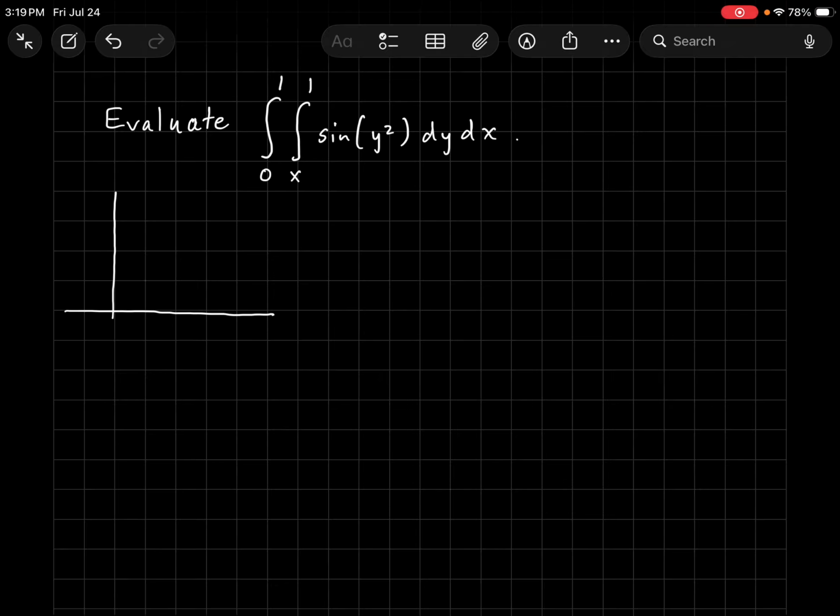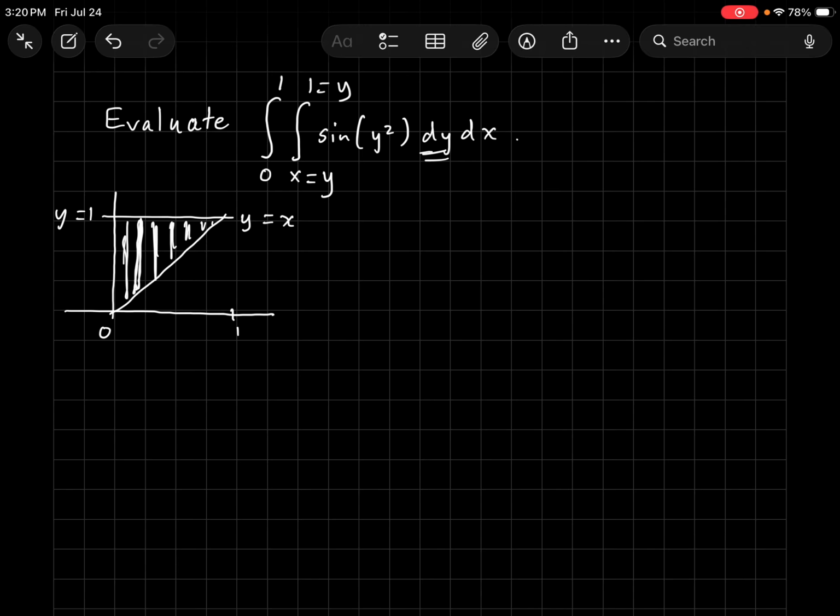All right, so what region should I draw? Well, because y is on the inside here, I know that's y equals x to y equals 1. So I should draw the line y equals x. And this is saying I'm starting at y equals x, and we're going up to y equals 1. So here's one representative column. And then we're starting at x equals 0 and going to x equals 1. So the region in question is this one up here.